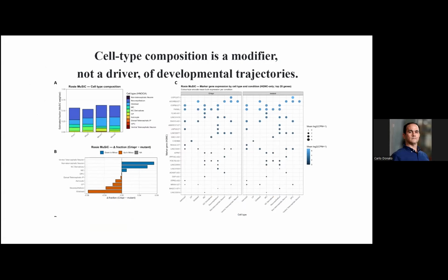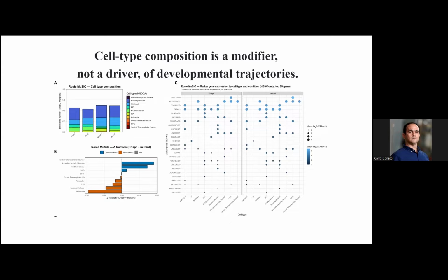And finally, we asked if cell type composition could explain our results. So we decided to use MuSiC, which is a deconvolution package based on single-cell sequencing, and we analyzed these samples with a neurodevelopmental reference based on single-cell sequencing. And we estimated cell type fractions and checked the stability to compare these shifts and to mark gene patterns.